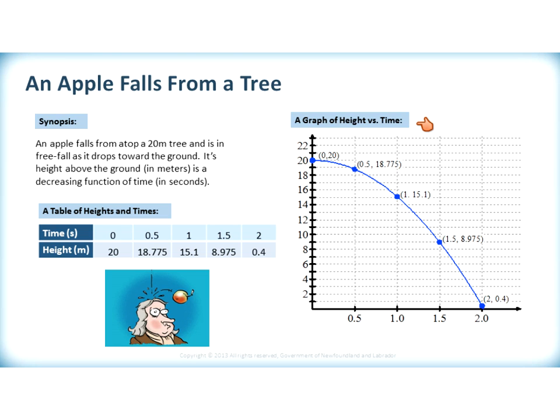So a graph of height versus time is given here. Basically all we've done is plot the points from the table, and we get a graph that looks like this. Those of you who are familiar with physics will recognize that this is in fact going to be a parabola, because the height versus time function for an object in free fall follows a quadratic pattern. So let's see what we're meant to do with this stuff now.